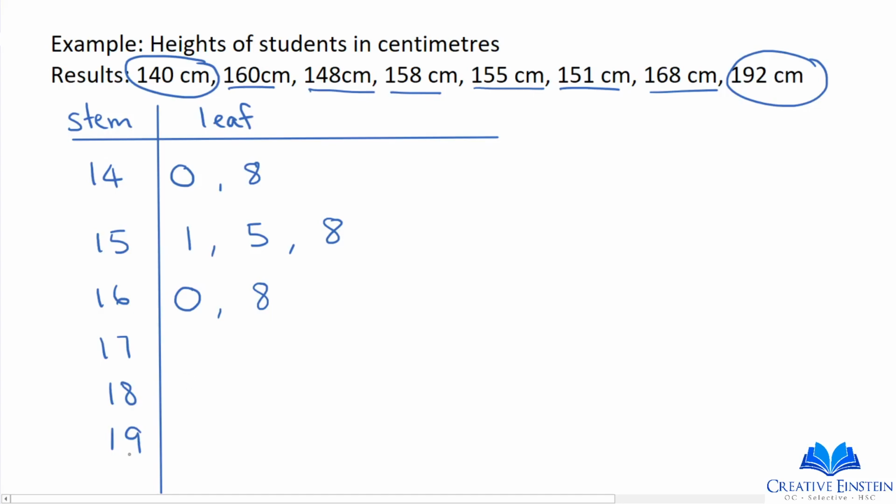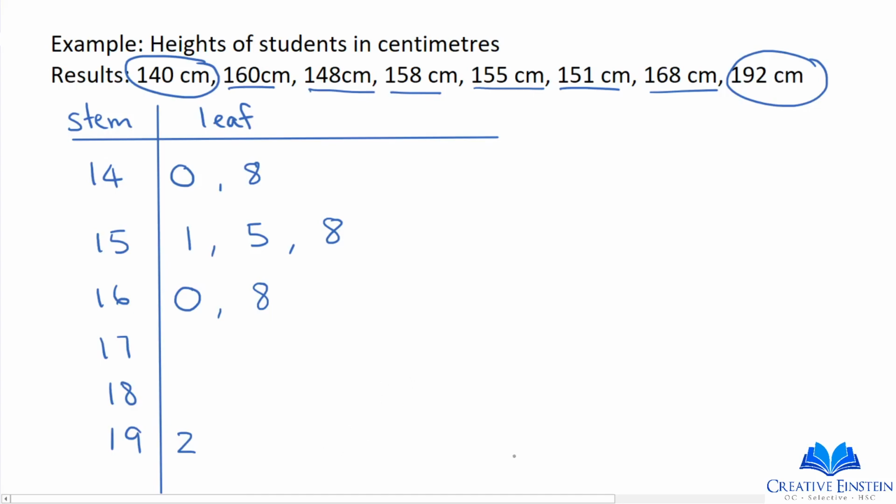Now we have 19, 192. 1, 2, 3, 4, 5, 6, 7, 8. There are 8 values on my stem and leaf plot. There are 8 values in the results, so I am done.